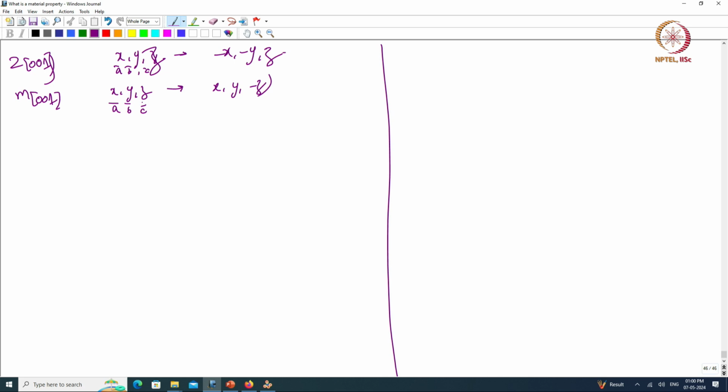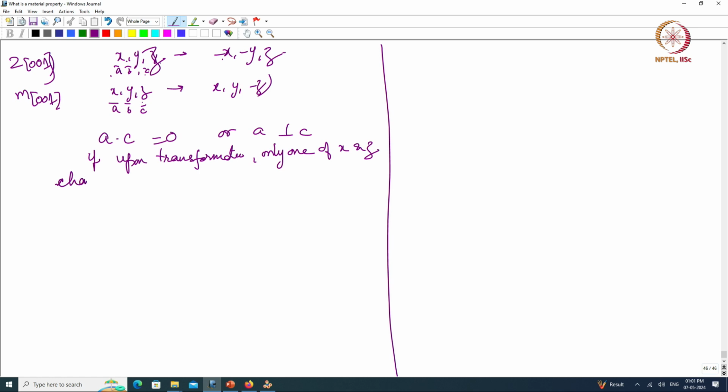So, this exercise just told us that wherever there is a sign change upon transformation, so x goes to minus x and z goes to plus z, right. So, of these two axes, one changes its sign, the other one does not change its sign, right. So, then A dot C should be equal to 0, or A will be perpendicular to C, if upon transformation x goes to minus x and z does not go to minus z, or x goes to plus x and z goes to minus z, right. So, only one of x and z changes its sign. Okay. So, then you have a relation that A is perpendicular to C.